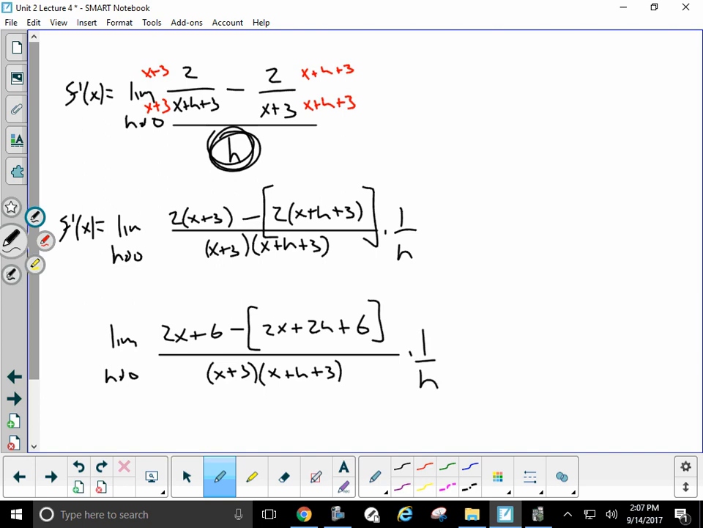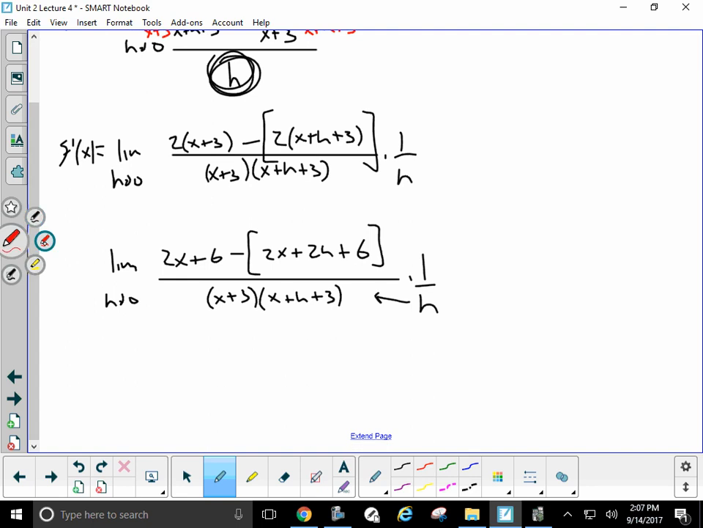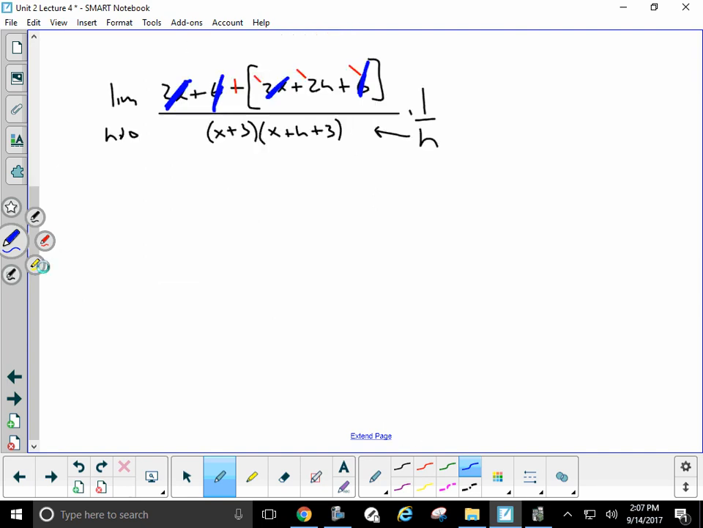And I have this 1 over h here. This 1 over h can go over here, so it's just an h. Now I'm going to distribute this negative and have a negative here, and negative here. And then see that I can cancel positive 2x and negative 2x, positive 6 and negative 6. It leaves me with a negative 2h.